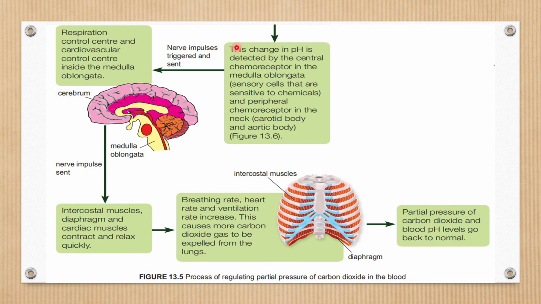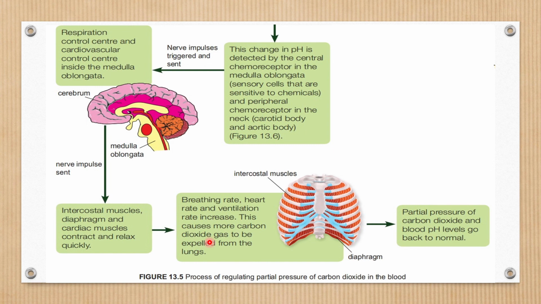So the change in pH will cause a nerve impulse to be triggered, and it will be sent to the respiratory control center as well as the cardiovascular control center, and that is in the medulla oblongata. Okay, so next, nerve impulses are sent to the intercostal muscles, the diaphragm, and the cardiac muscles to cause contraction and relaxation to happen at a higher rate. So the breathing rate, the heart rate, the ventilation rate will increase, and this causes more carbon dioxide to be expelled from the lungs.